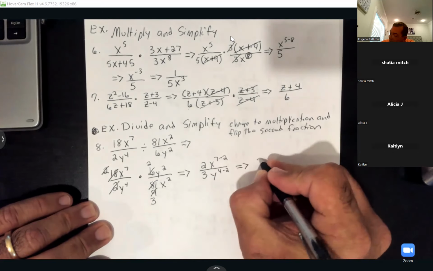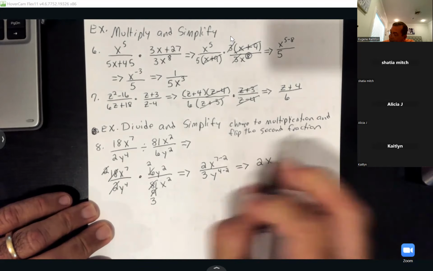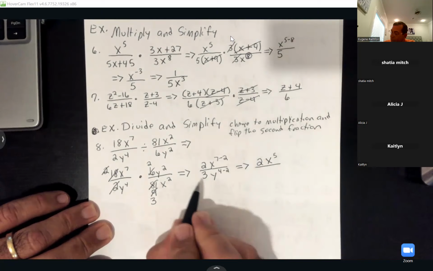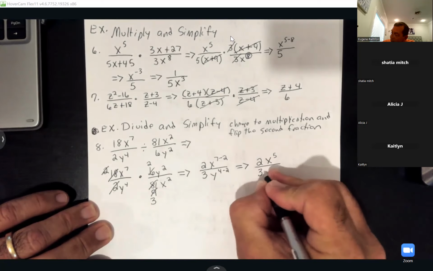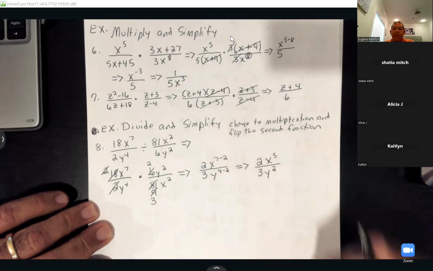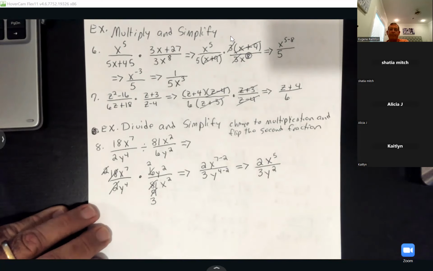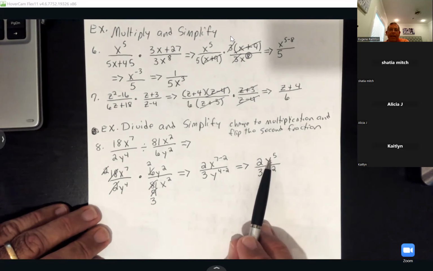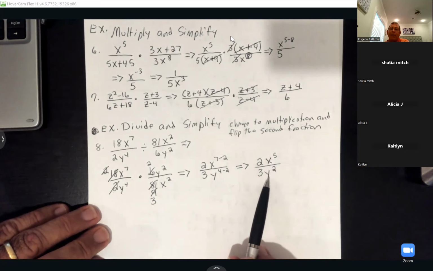So here we go. We got 2 to the x. 7 minus 2 leaves us 5. On bottom, I got my 3. And then my y, 4 minus 2, leaves me 2. All right. X's had a bigger exponent on top, so they're on top. The y's had a bigger exponent on bottom, so they stay on the bottom.